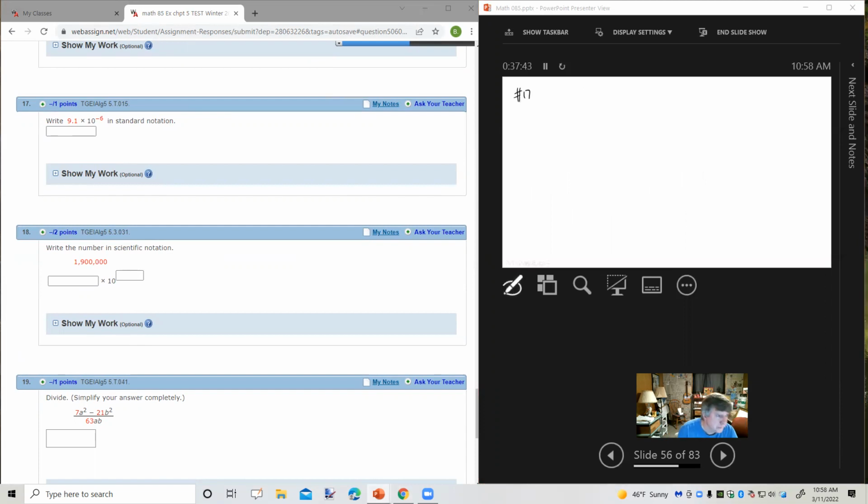Number 17, write 9.1 times 10 to the negative 6 power in standard notation. Okay, so because the exponent is a negative 6, we're going to move the decimal point 6 places, but to the left. So let's put a bunch of zeros there. 1, 2, 3, 4, 5, 6. Wow, I counted that correctly.